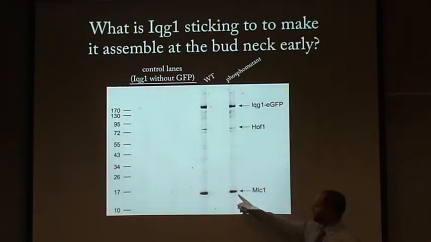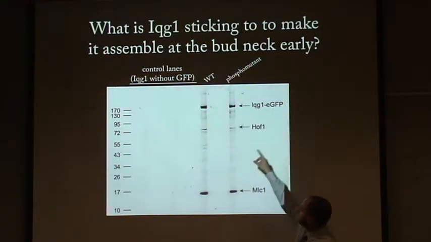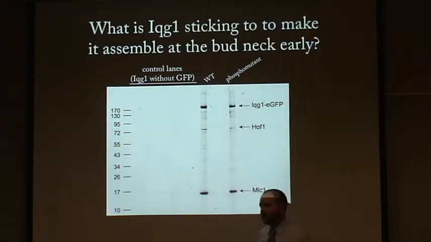Now, I was kind of hoping that one of these bands would be stronger in the phosphoramine than in the wild type case, which would mean that more of that protein had stuck to the dephosphorylated IQG1 than to the phosphorylated one. We didn't see any obvious differences like that. Doesn't mean they're not there, just not detectable at this sort of precision.